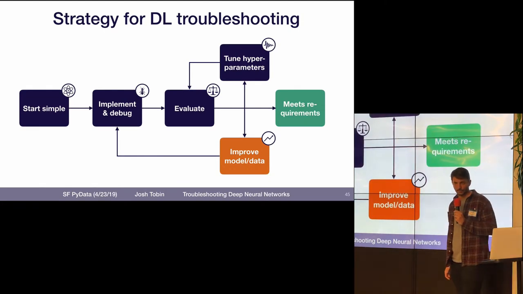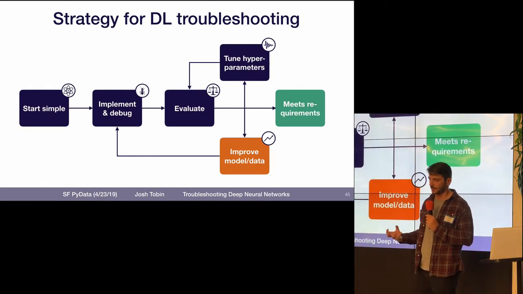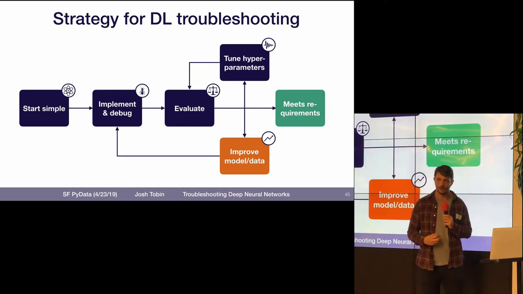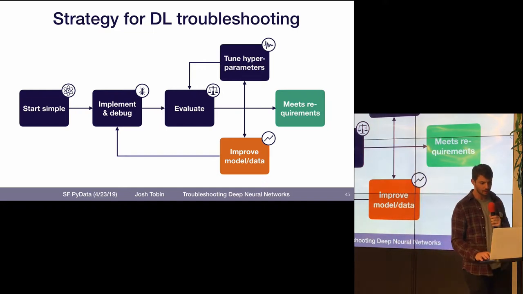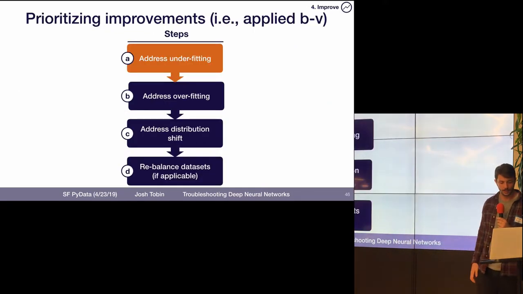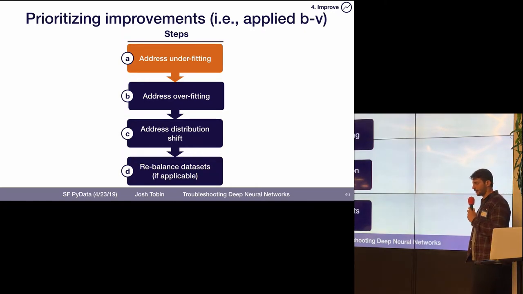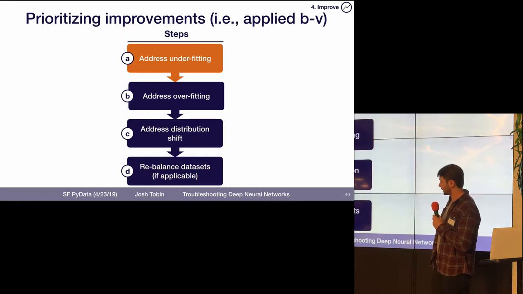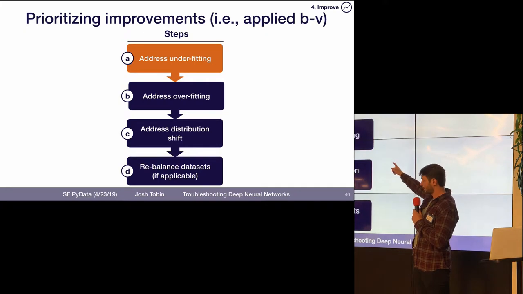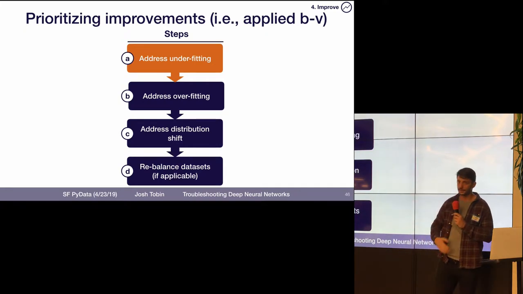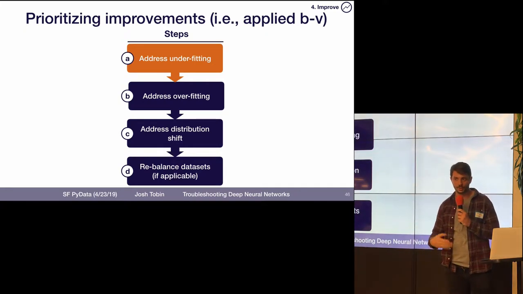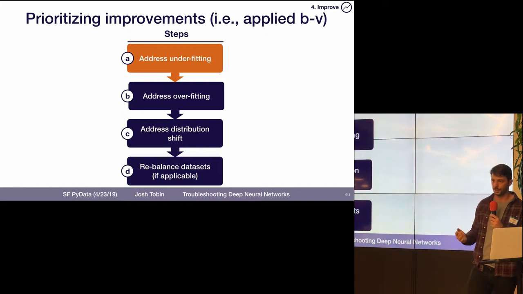Okay, now that we've made some assessment about what's happening to our model on our validation set, what do we actually do about that? I think there's a clear order to address these things. It starts with addressing underfitting, then addressing overfitting, then distribution shift, and finally rebalancing data sets to deal with validation set overfitting.